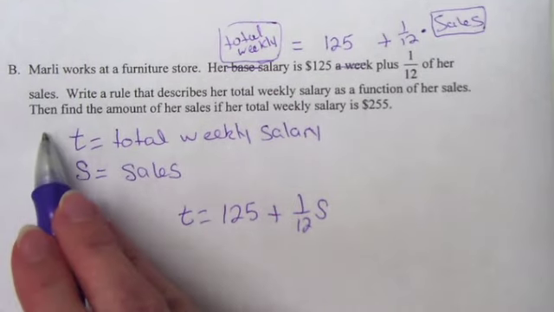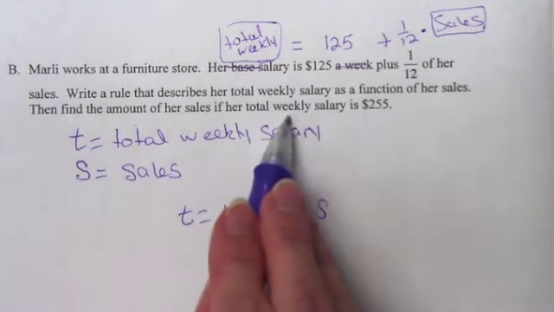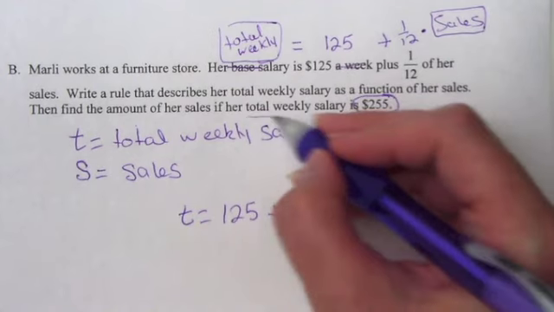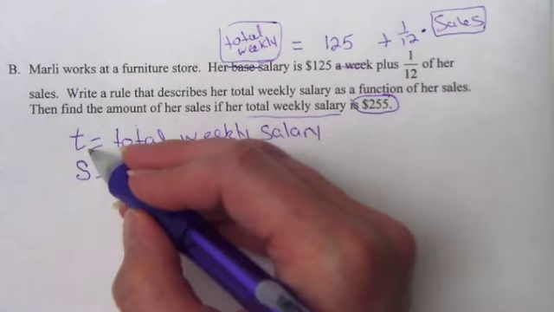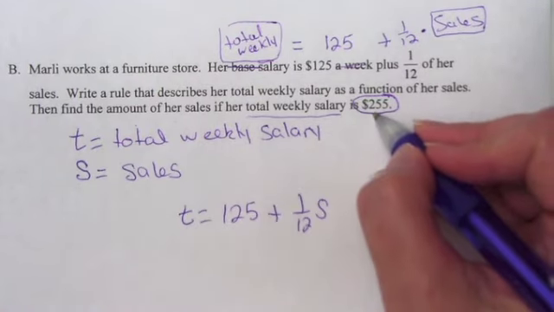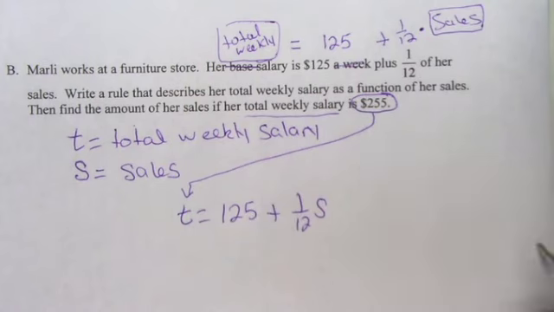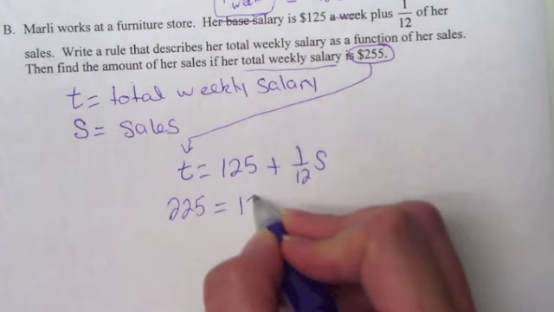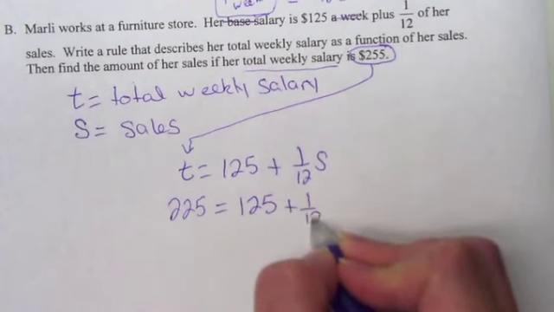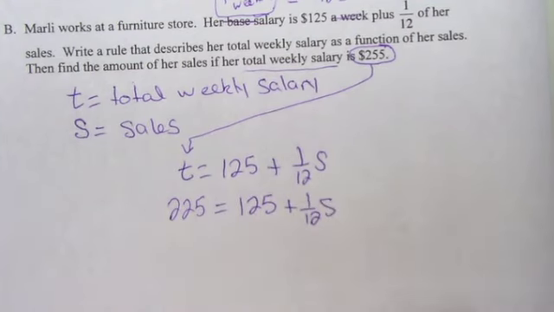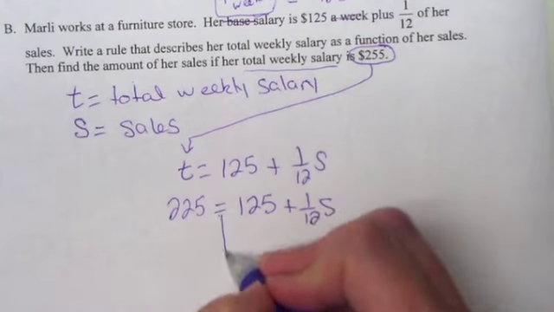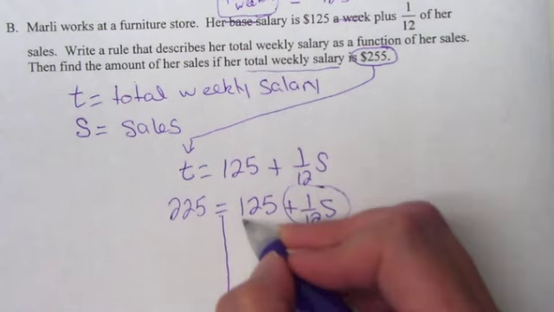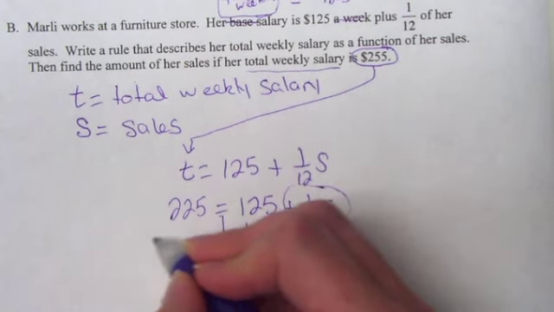Part B of this problem says, then find the amount of her sales if her total weekly salary is $255. So this is total weekly salary, we have a variable for that. It's T. So what we're going to do then is substitute this right here in for T, and then we will solve that equation. Okay, so we're going to get 225 equals 125 plus 1/12 times S. Now, if it helps, you can go ahead and draw your lines with your equations like this, okay? We want to isolate that 1/12 S, okay? So we're going to subtract 125 from both sides.